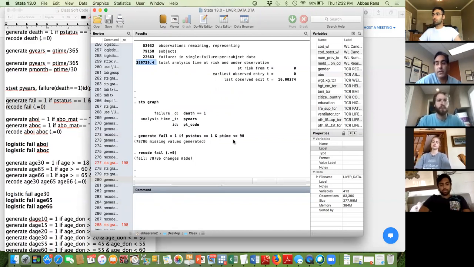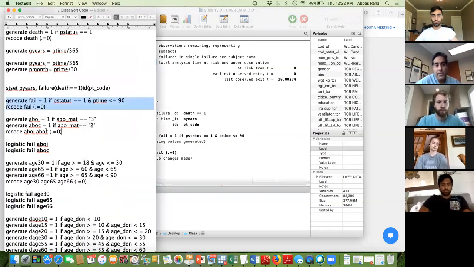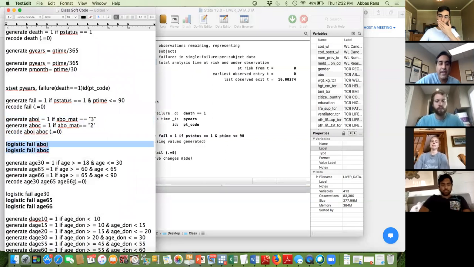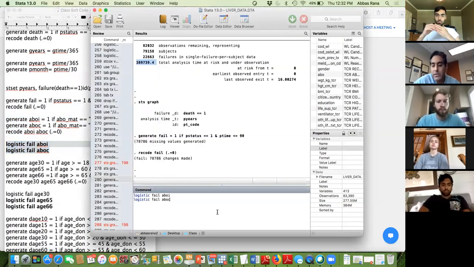Now, logistic regression is one thing associated with another thing. There's no time in it. It's just yes or no. So we make the time. So if you die within 1 day or you die within 89 days, it's the same thing. You're dead within 90 days. That is clean-cut, binary logistic regression. And so we created these variables, right? We created ABO compatible, all these variables. All we have to do is write logistic fail and those variables.